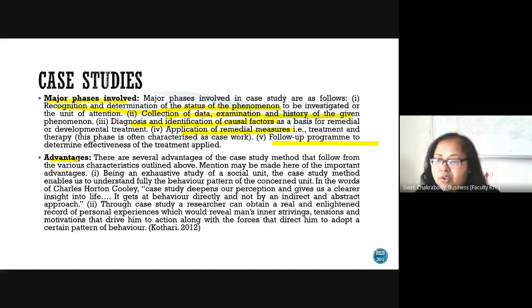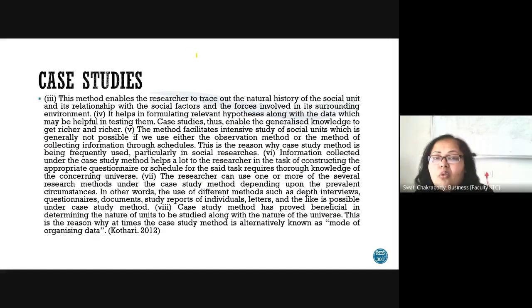So there are some advantages for case study. It enables us to understand fully the behavioral pattern of the concerned units, and the researcher can obtain a real and enlightened record of personal experience, which would reveal a person's inner feelings, strivings, tensions, motivations, which actually drove him to behave in such a way. Okay, so you get to know the behavioral pattern. It also helps the researcher to trace out the natural history of the social unit and its relationship with the social factors and the other surrounding factors.